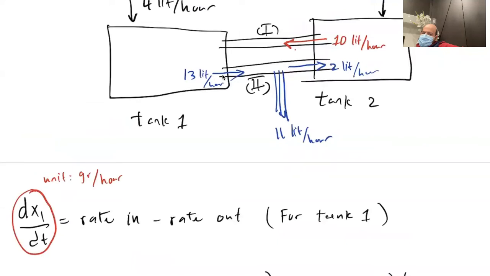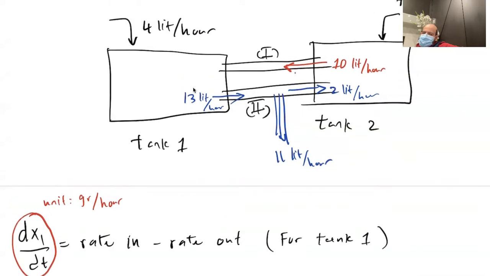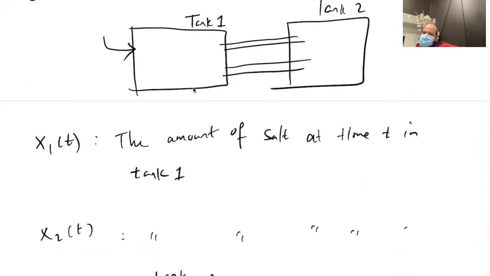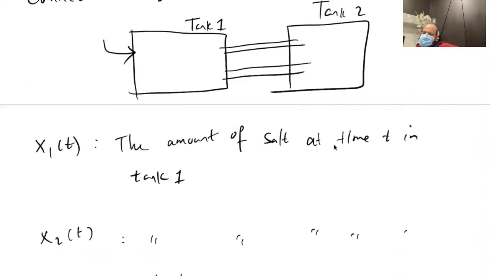And it was going out of the system from tank 1. So how many grams per liter? How many grams of salt do we have in tank 1 after time t? Well, that's exactly x1 of t. That's the quantity that we want to find, right? So x1 of t is the amount of salt in tank 1 after time t. This is how we define x1 of t. Remember, x1 of t is the amount of salt at time t in tank 1.